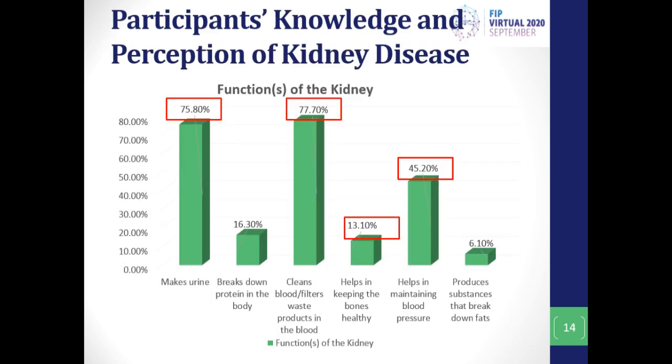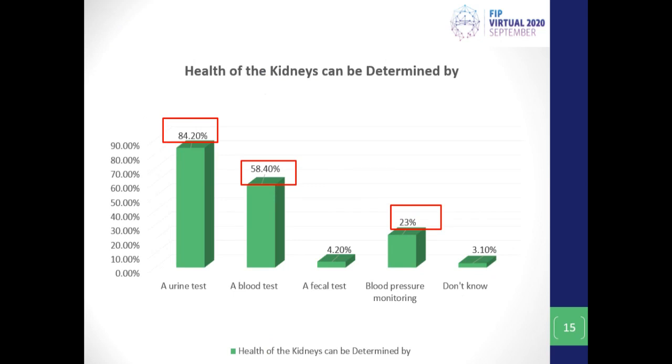Moving to the participants' knowledge and perception of kidney disease, when they were asked about the function of the kidney, the majority knew that it makes urine, that it cleans the blood or filters waste from the blood, whereas only 13% knew that it can help in keeping the bones healthy, and only 45% knew that it can help in maintaining the blood pressure. As for determining the health of the kidney, the majority knew that a urine test can be used. However, only around 58% knew that blood test can be used, and only 23% knew that blood pressure monitoring can help in determining the kidney health.